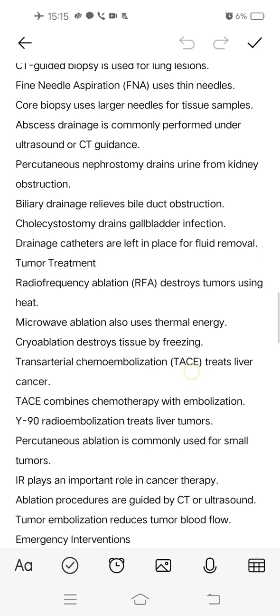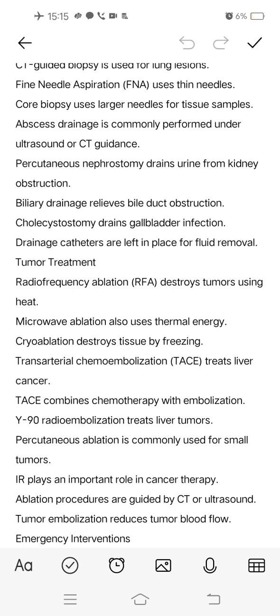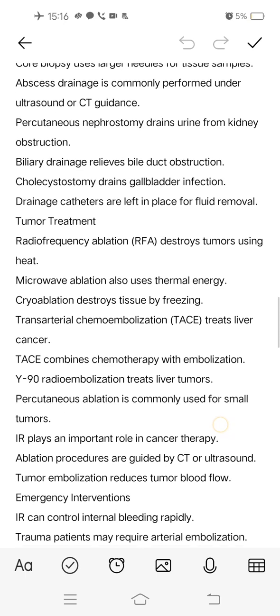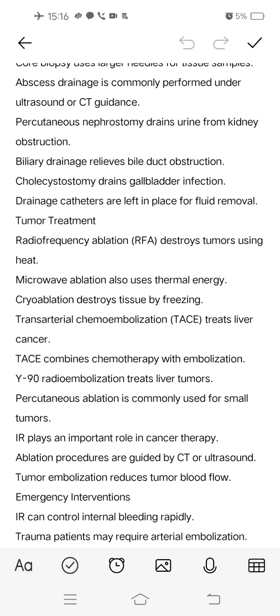Next, tumor treatment. Interventional radiology is also used in the treatment of tumors. Radiofrequency ablation, RFA, a part of interventional radiology procedures, destroys tumors using heat. Microwave ablation also uses thermal energy. Cryoablation destroys tissue by freezing.